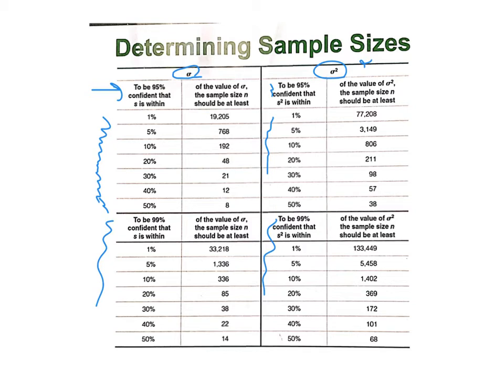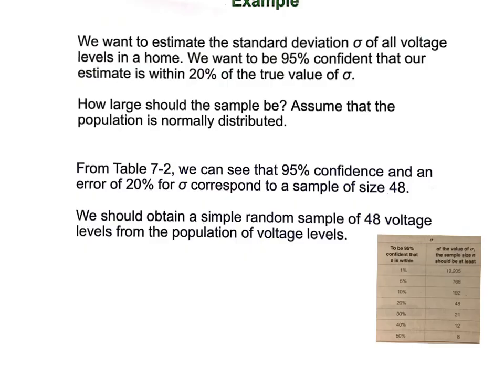I'm going to show you one example. I think that may help you more, show you how easy it really is going to be. The example says we want to estimate the standard deviation of all voltage levels in a home. We want to be 95% confident that our estimate is within 20% of the true value. How large should the sample be? Assume normal distribution, which is what we need.